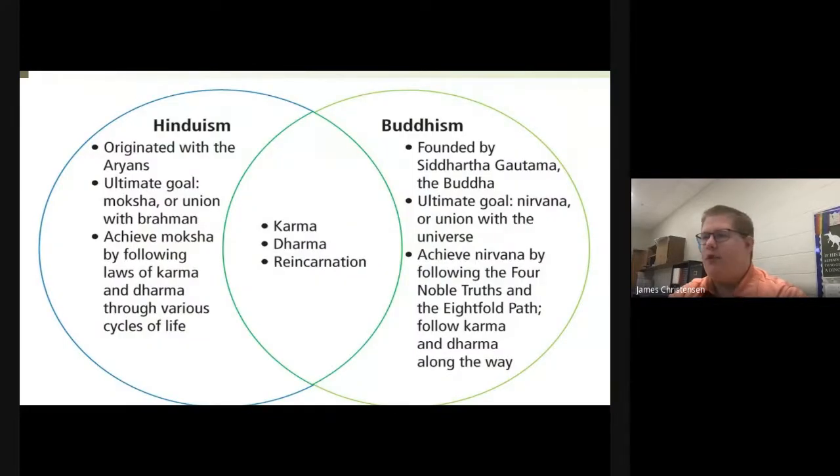So kind of just to bring it home, a couple Venn diagrams to bring us out of this. When it comes to comparing the two, there are three things that are similar in both. That being the ideas of karma, dharma, and reincarnation. Those are major tenets in both religions. Again, most of this information on here is stuff that we've already covered, so I'm not going to spend too much time going over that.